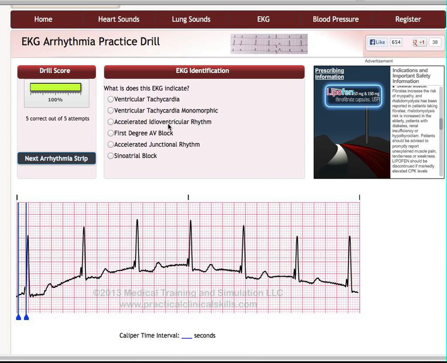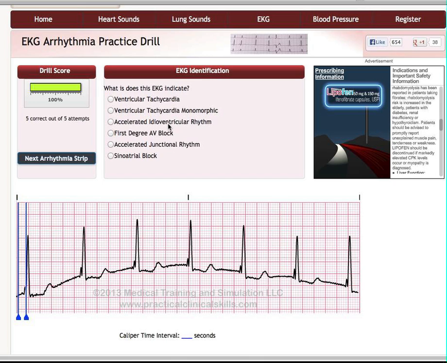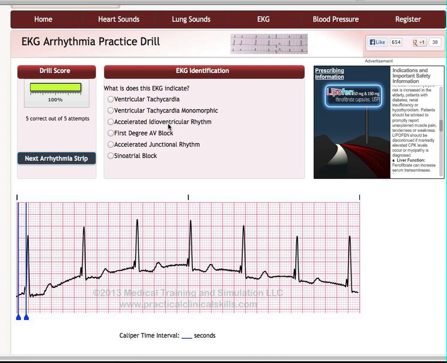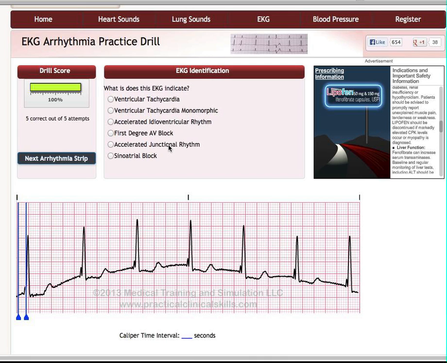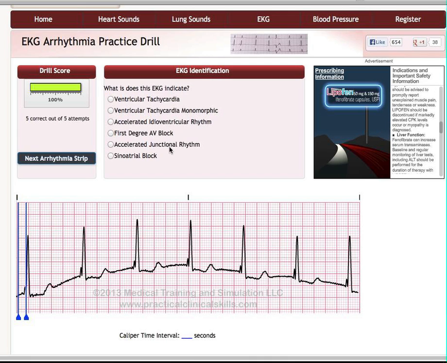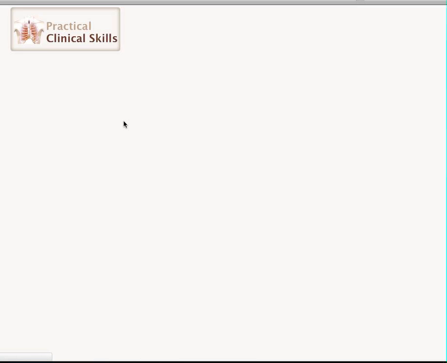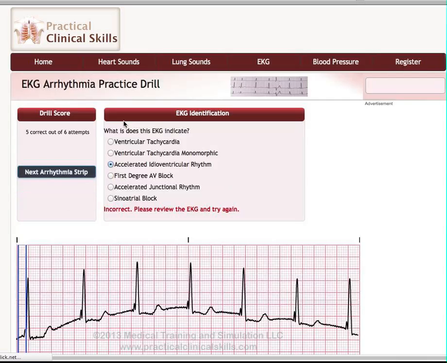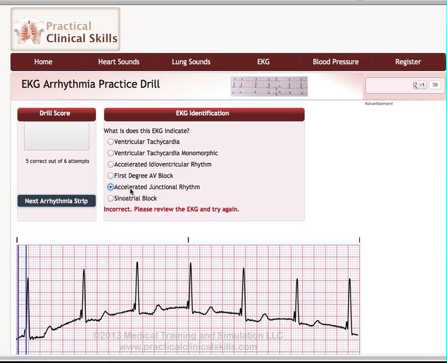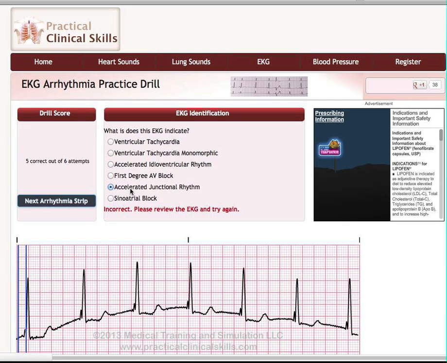So idioventricular, remember, is like an escape rhythm if you have too slow of a heartbeat. Accelerated junctional rhythm is where the rhythm is coming from the junction itself. So when I look at this, I think that this is an accelerated idioventricular rhythm. Let's see what they think. Nope, so it's the accelerated junctional.